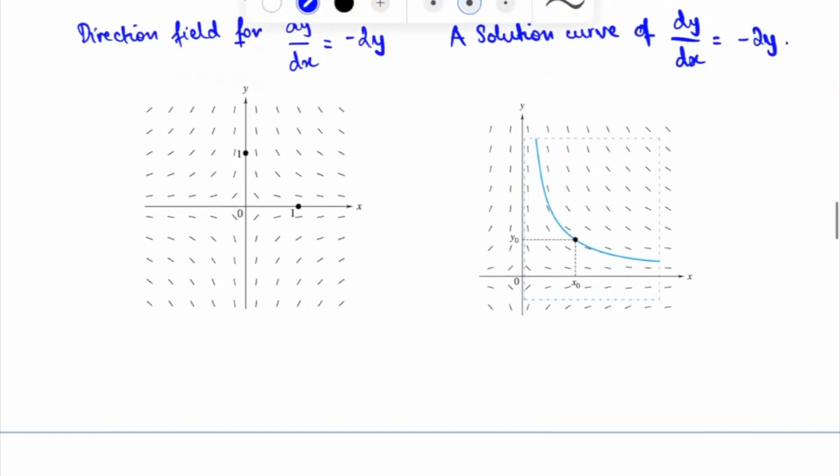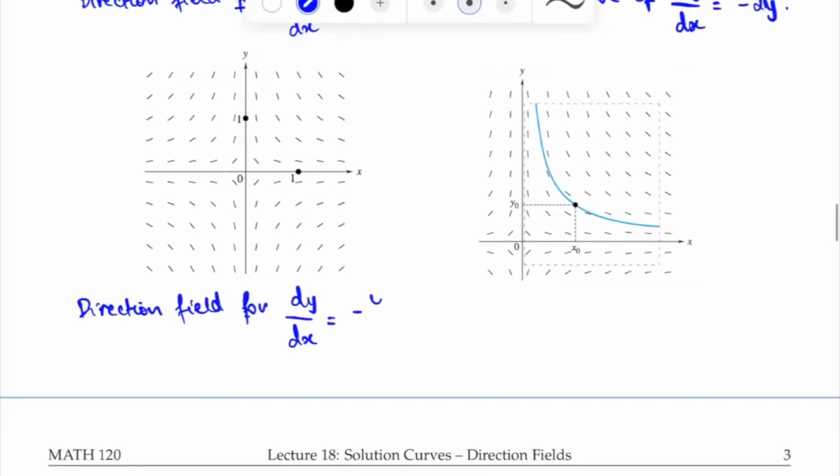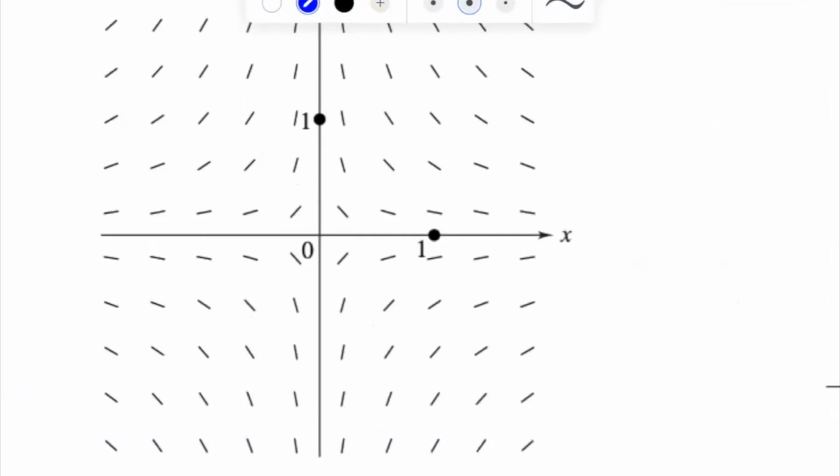And the last set of graphs. So this is the direction field for dy/dx equal to negative y over x. And on the right is the solution curve of dy/dx equal to negative y over x. And as you can see here, you have x in the denominator. So at the origin, you can see the direction field kind of moving away from the origin, because the origin is undefined in this case.